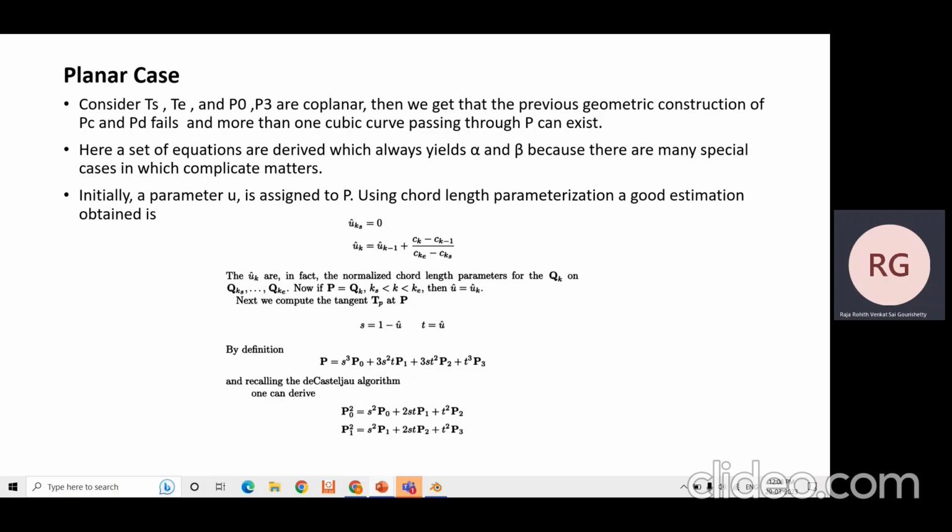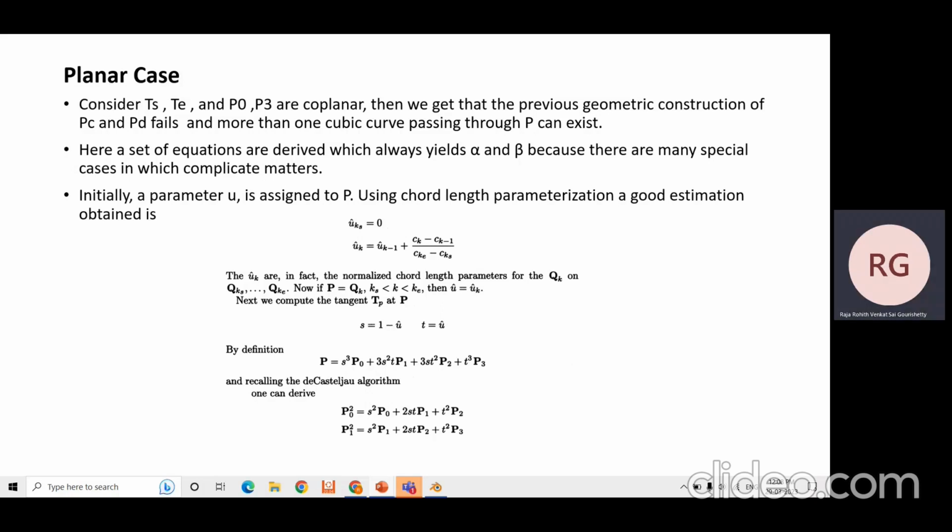Next, we'll see the planar case. From the previous equations, now we will consider that TS, TE, and P0, P3 are coplanar. Then the previous geometric constructions of PC and PD fail and more than one cubic curve passing through P can exist. Now we take a set of derived equations that always yields alpha and beta, because there are many special cases which complicate matters.